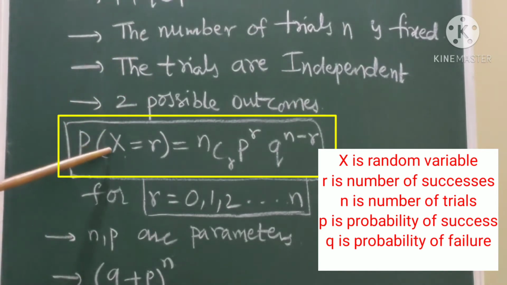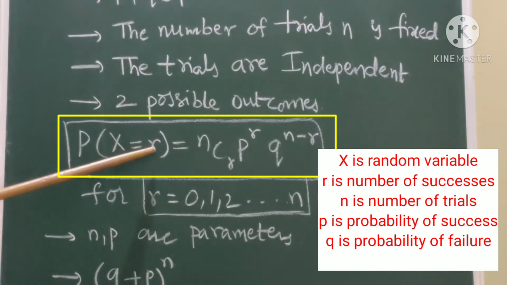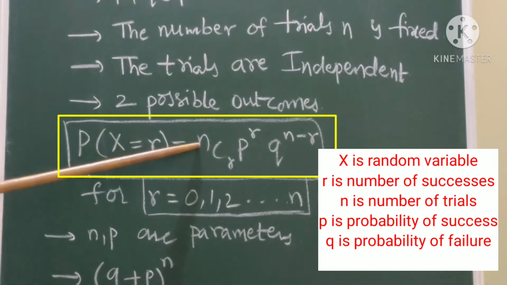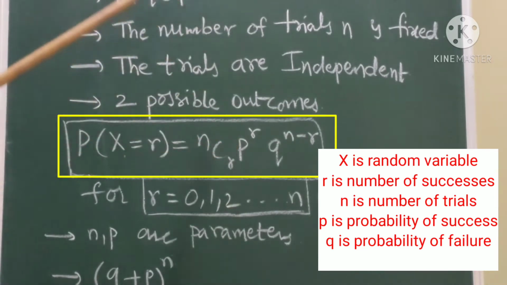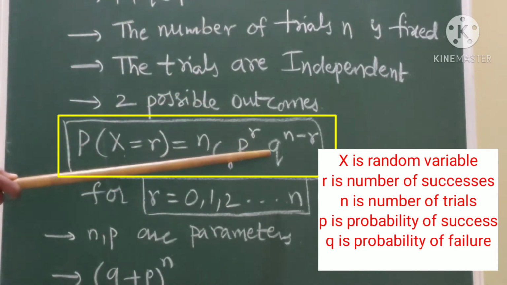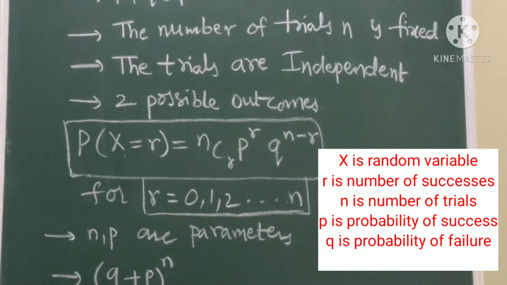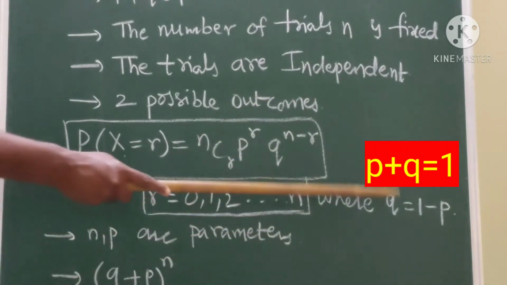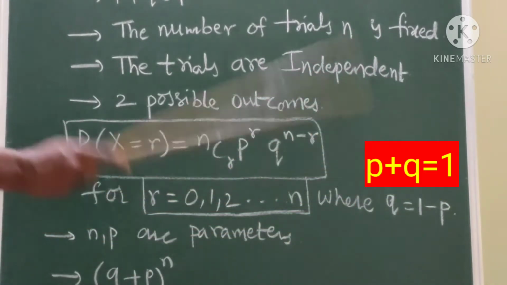Here capital X is the random variable. R means the number of successes, that means R may be 0 or 1 or 2 up to N. And N means the number of trials in the random experiment. Already we know P is the probability of success and Q is the probability of failure, where Q is equal to 1 minus P, that means the sum of two probabilities is equal to 1.